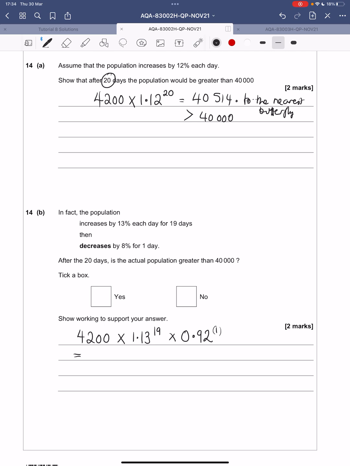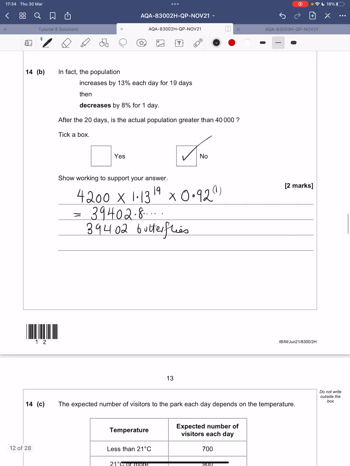So let's have a little look at this then. 4,200 times 1.13 to the power 19 times 0.92. Oh, 39,402.8. So it's going to have 39,402 butterflies, because we can't have 0.8 of a butterfly. Is it greater? No, which is less than 40,000.